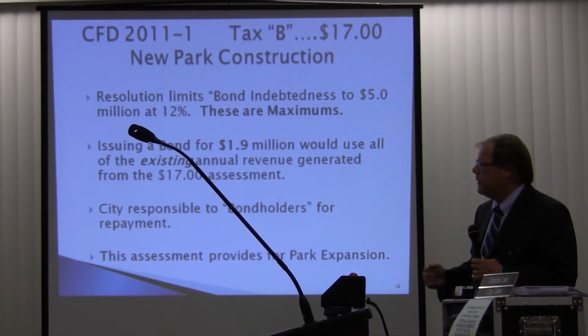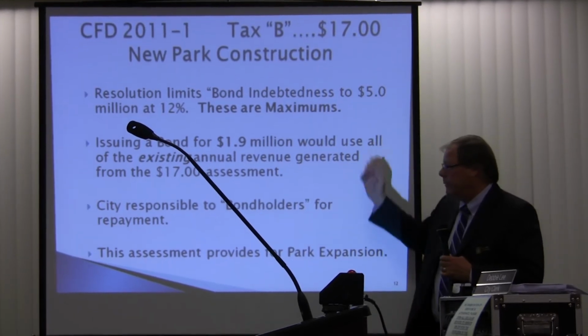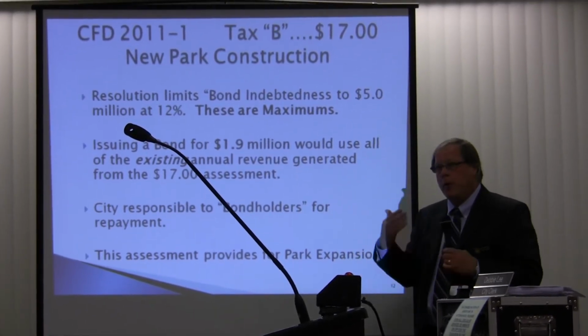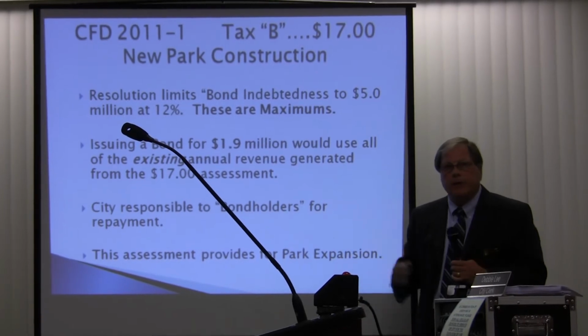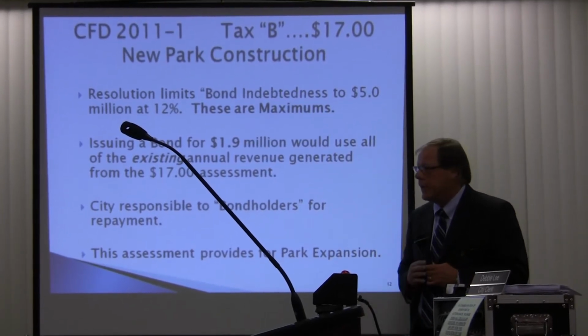Say we do go ahead and issue the bonds. We do get the loan for $1.9 million. Once we pay that off, it drops off your tax roll. $17 drops off your tax.